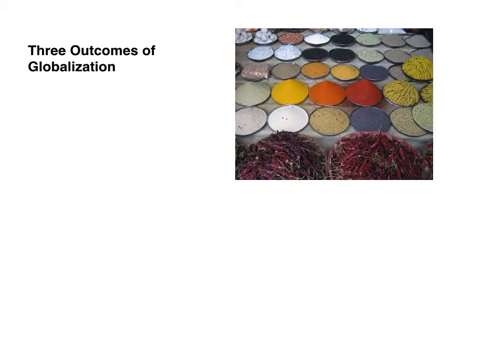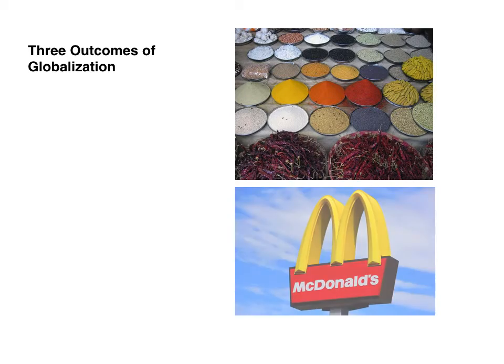Okay, so speaking of which, three outcomes of globalization. And here we've got an example of diversity, spices on display in India, and that's the diversity part. And now we've got the homogenization, McDonald's, which exists everywhere around the world, and other American brands that also have almost as much of a footprint. Places like Starbucks, for example, Burger King, Kentucky Fried Chicken. Some degree of homogenization involved.